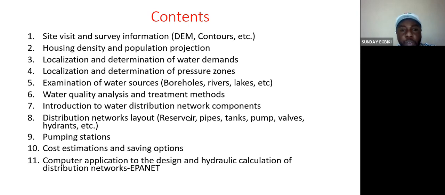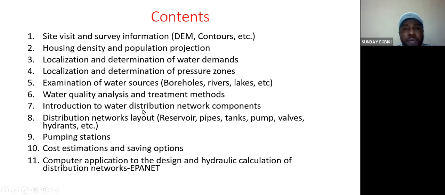So today we are going to take the step-by-step process: if you are called as a consultant, as an engineer, to come and design a centralized water distribution system for an estate, or for a school, or for a community, what are the steps you need to take? And what information do you need at that particular point in time so that you should be able to come up with all the data collection you need before you can move into the proper design?